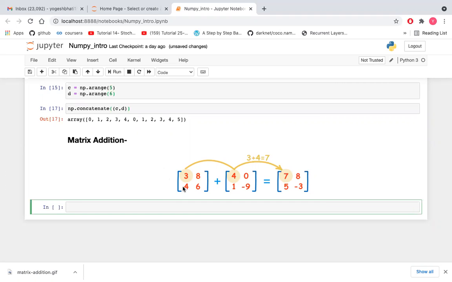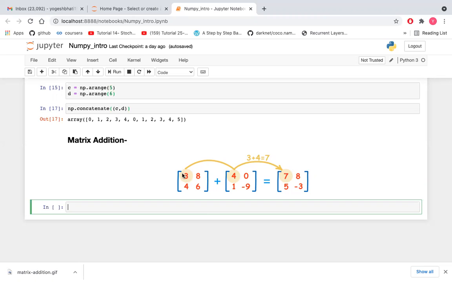Square matrix means the number of rows and the number of columns in the matrix are the same, so this is known as a square matrix. Here you can see the number of rows equals 2 and the number of columns equals 2. Same in this matrix, the number of rows equals 2 and the number of columns equals 2. Let's understand how addition takes place.